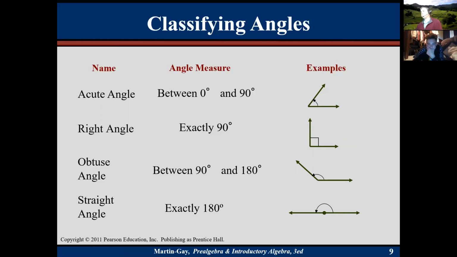And then sometimes you'll see angular distance measured in something called radians. And what radians are is a different unit for angular measurement, and we haven't gotten to units yet, but we will.